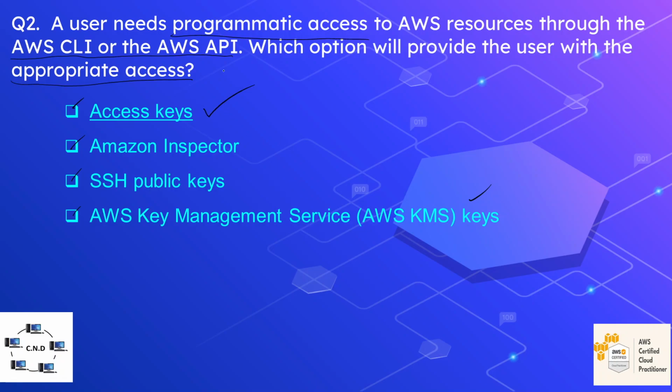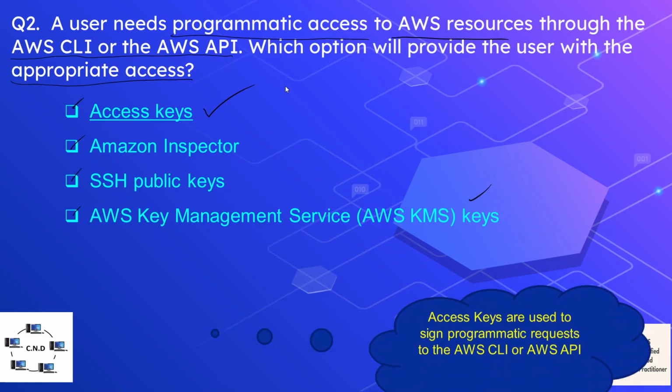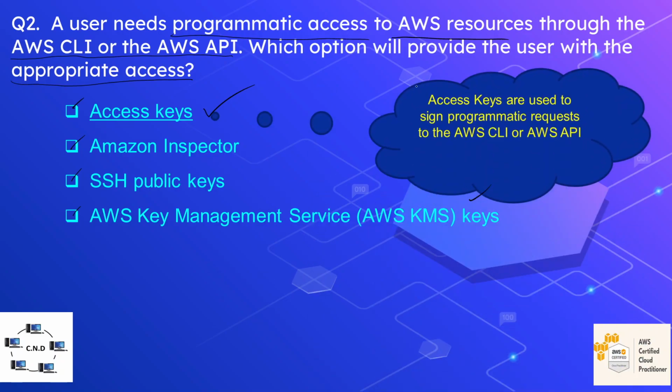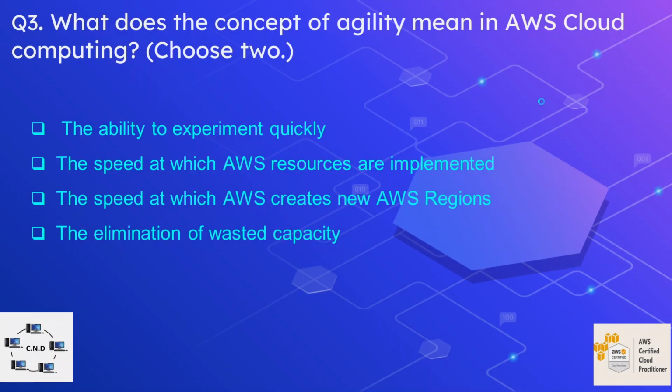So the access keys are required for programmatic access to AWS resources through CLI or API. And again, what are the access keys? These are used to sign the programmatic requests to the AWS CLI or AWS API.